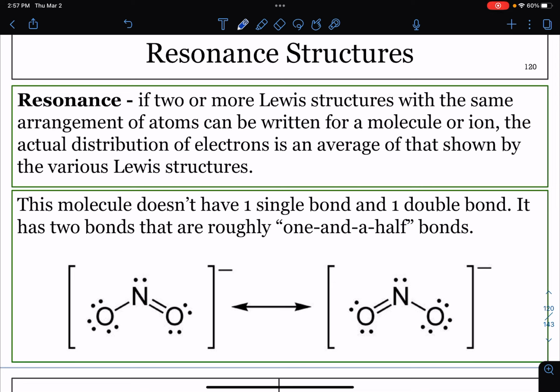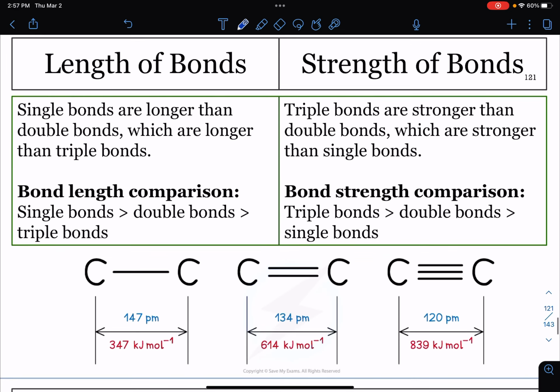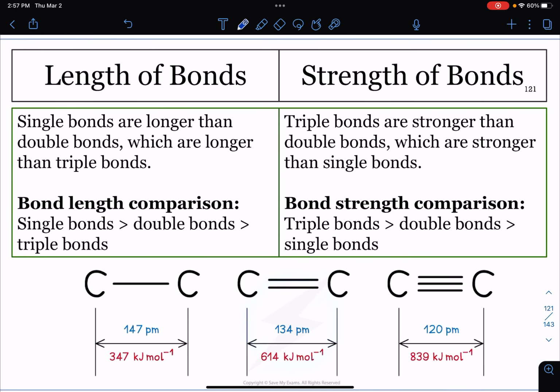And the reason this is important is because single and double bonds and triple bonds are actually all different. Single bonds are longer than double bonds, and double bonds are longer than triple bonds. So triple bonds are the shortest. However, triple bonds are the strongest bond. The double bond is less strong, and the single bond is the weakest.